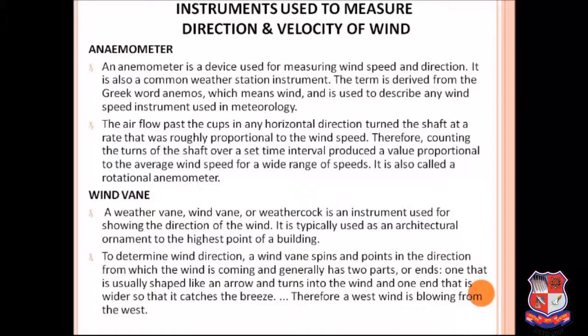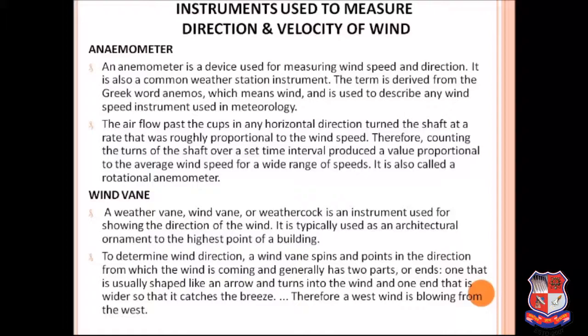The airflow past the cups in any horizontal direction will turn the shaft at a rate that is roughly proportional to the wind speed. Therefore, counting the turns of the shaft over a set time interval produces a value proportional to the average of wind speed for a wide range of speeds. It is also called a rotational anemometer or a rotating cup anemometer.